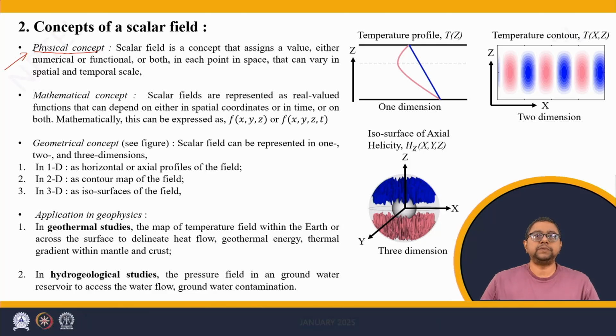Mathematically, this can be represented as real valued functions that depend on either spatial coordinates or both spatial and temporal coordinates. This can be represented as a function of x, y, z in Cartesian coordinates, which is only a space dependent function, while a function of x, y, z and t in Cartesian coordinates represents spatiotemporal functions or fields.